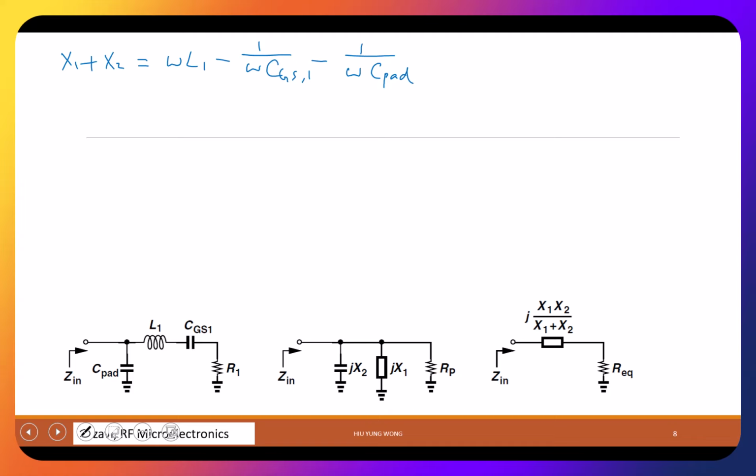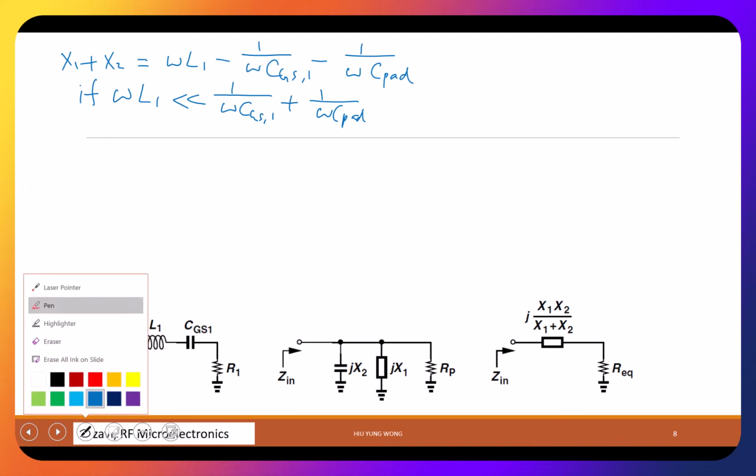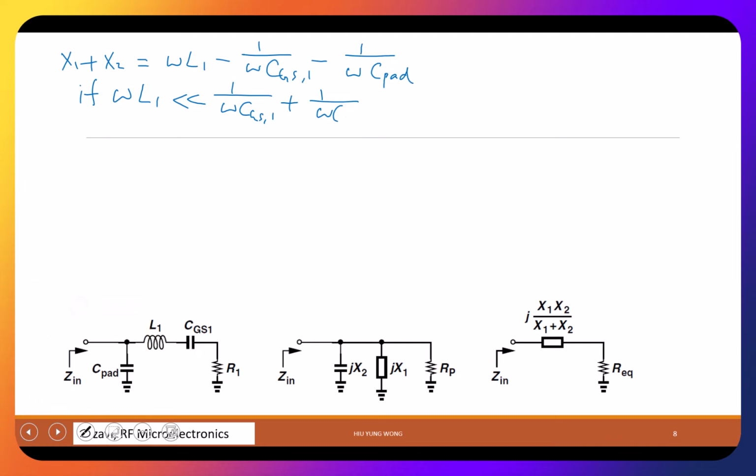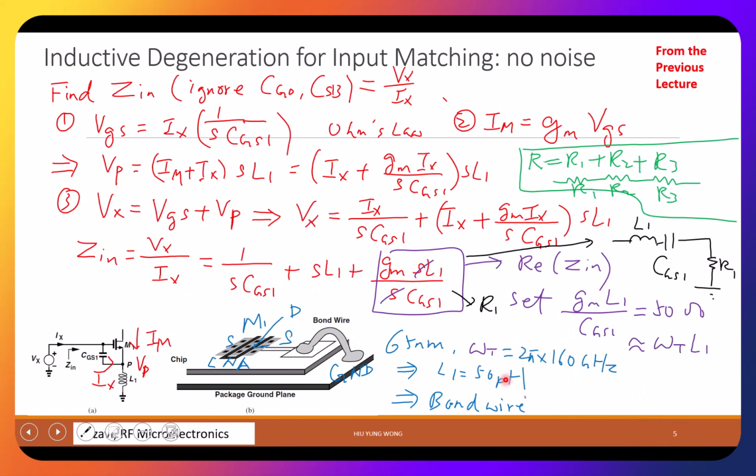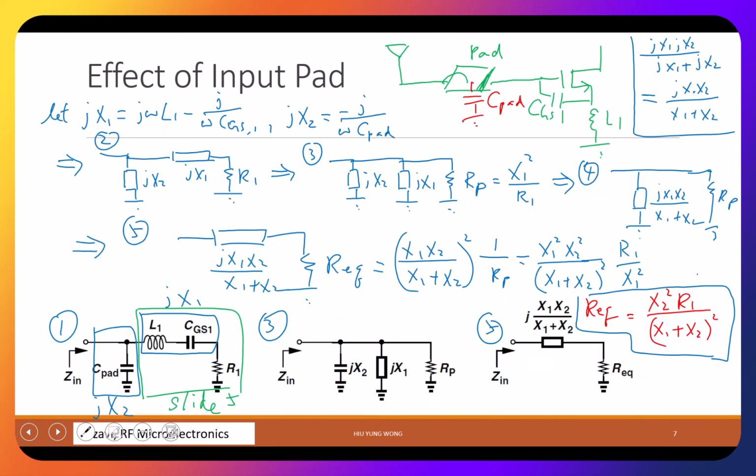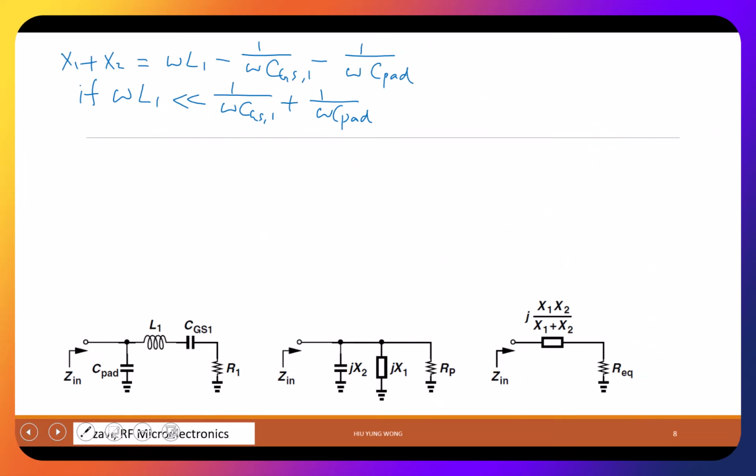Now, I'm going to do an approximation. If omega L1 is much smaller than 1 over omega CGS1 plus 1 over omega CPAT. This is an assumption which depends on your operating frequency. But let's say omega L1 is much smaller than that. And that makes sense because remember, our L1 is pretty small because of what we are trying to match. We need to pick a small L1, right? So usually it is smaller.